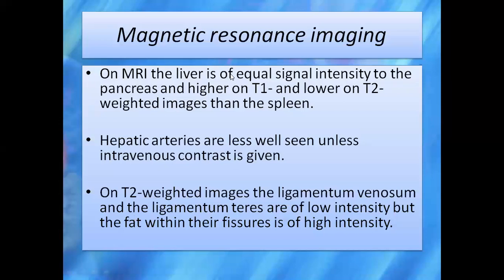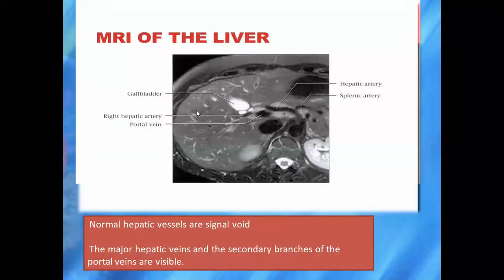Magnetic resonance imaging. On MRI, the liver is of equal signal intensity to the pancreas, higher on T1 and lower on T2-weighted images than the spleen. The hepatic arteries are less well seen unless intravenous contrast is given. On a T2-weighted image, the ligamentum venosum and ligamentum teres are of low intensity, but the fat within their fissure is of high intensity. This is an MRI of the liver showing the hyperdense gallbladder, and the hepatic artery and portal vein devoid of signal.